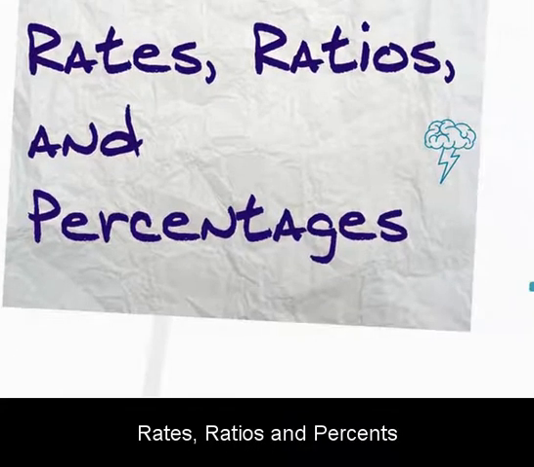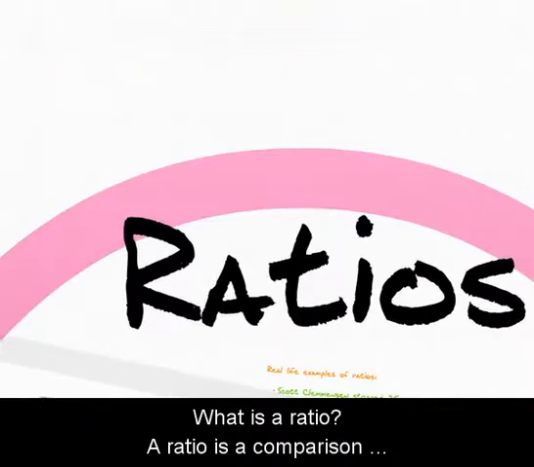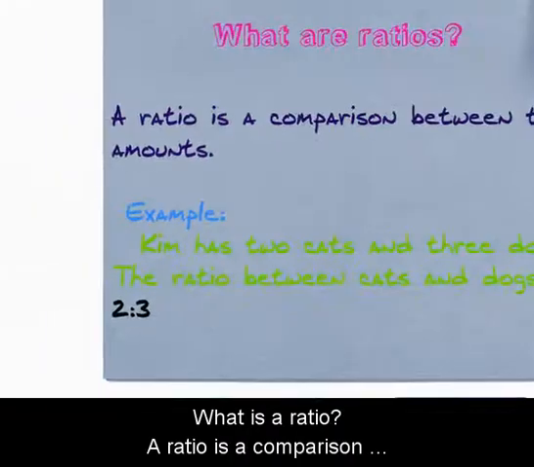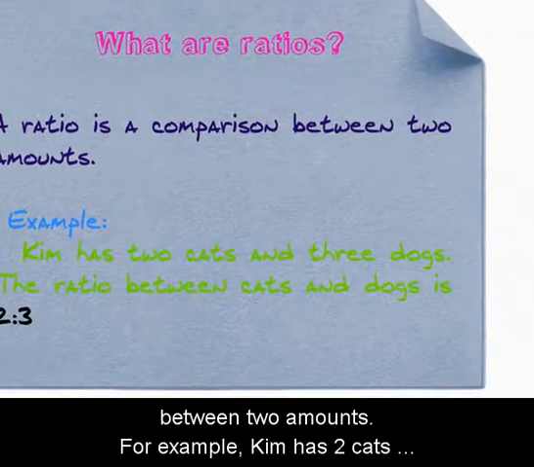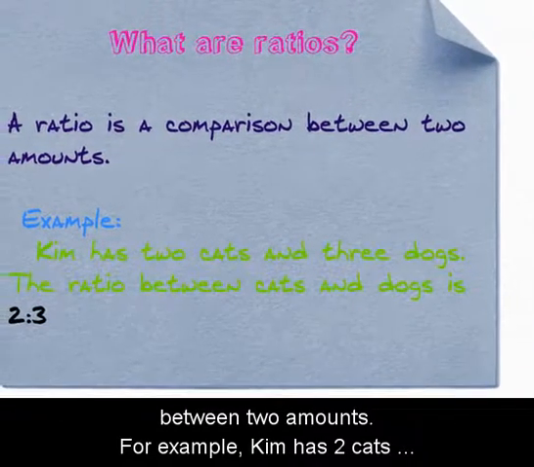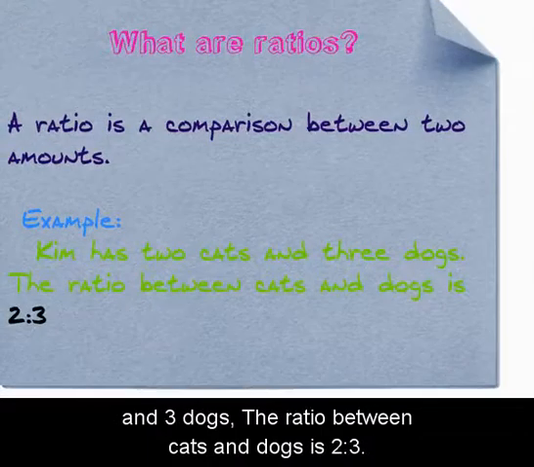Rates, ratios, and percents. Ratios. What is a ratio? A ratio is a comparison between two amounts. For example, Kim has 2 cats and 3 dogs. The ratio between cats and dogs is 2 to 3.